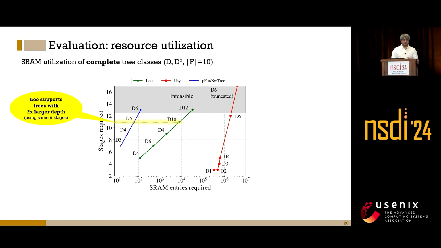So using the same number of stages, Leo is able to support trees that are twice as deep as pForest and SwitchTree. And if we zoom into the data point for depth 4 trees, Leo and Easy both use 5 switch stages, but Leo manages to support this tree with an order of magnitude smaller table entries.